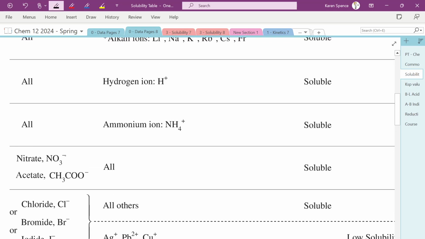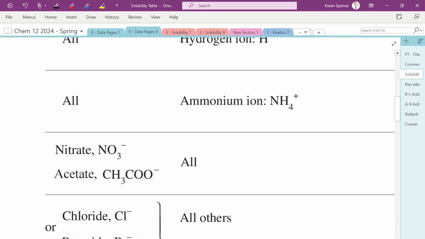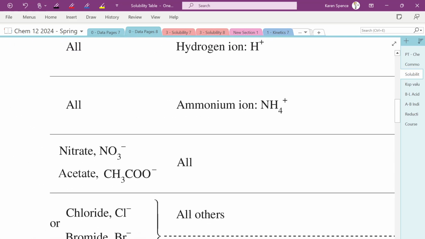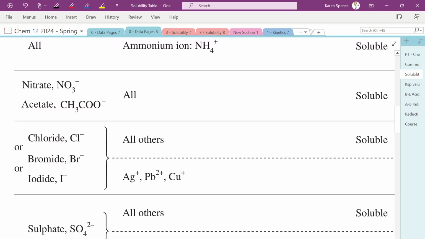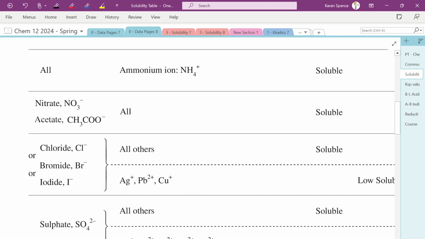So can we choose nitrate? Does nitrate work? No, nitrate is soluble with everything. How about chloride? Does chloride work? Yes, because chloride will precipitate lead, but not calcium. Remember, if it's low solubility, that means we have a solid, which means that is our precipitate. If you find the word precipitate difficult, you can always just say PPT. Okay?